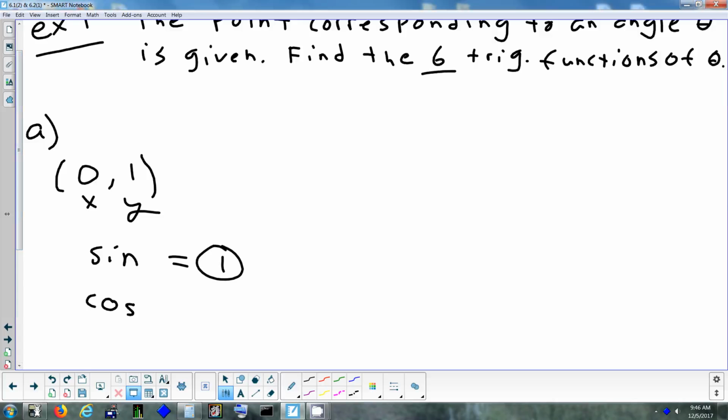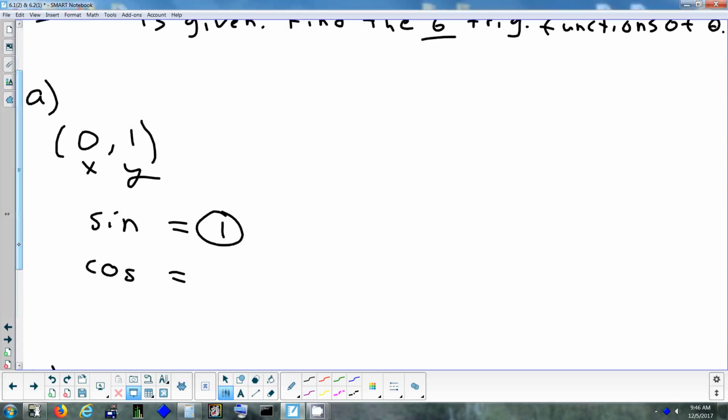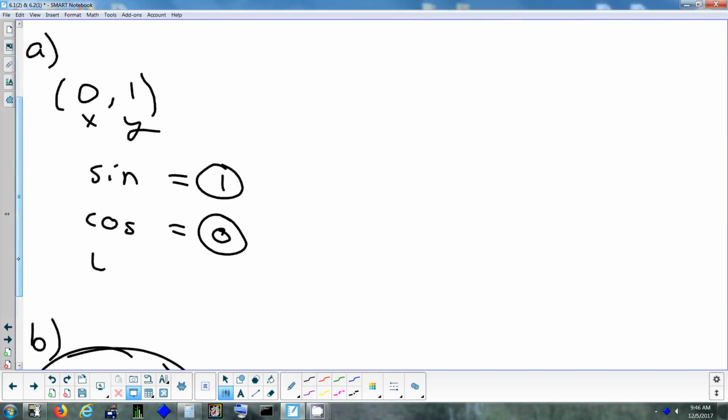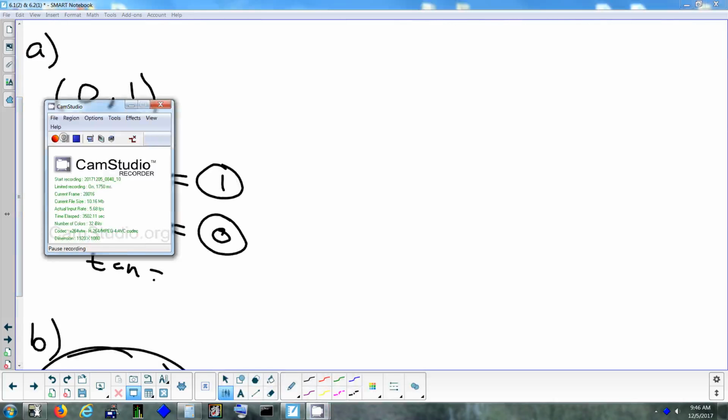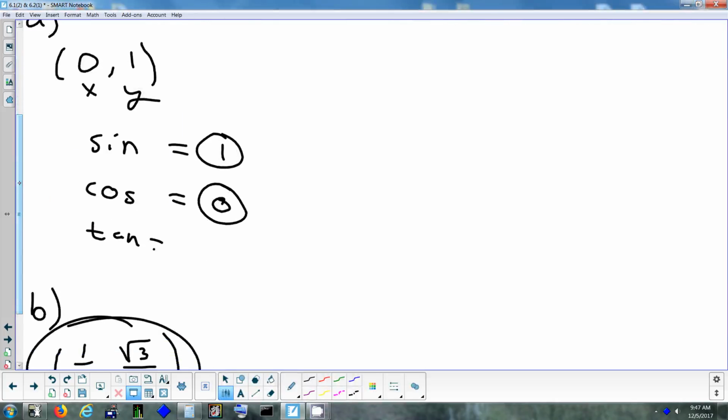Okay. Now we're doing the cosine of it. Cosine is equal to x, which in this case is 0. And the tangent. See if you can do that one. Okay, tangent, y divided by x. Well, this is y, this is x. So just imagine putting a fraction bar right there, and that's your answer. Undefined, yes.